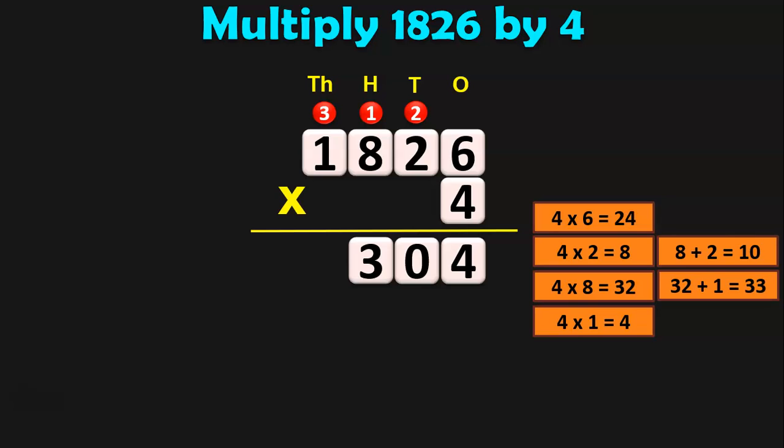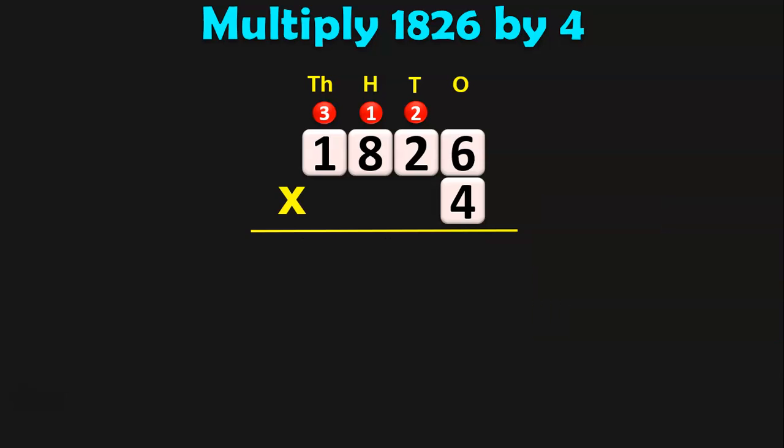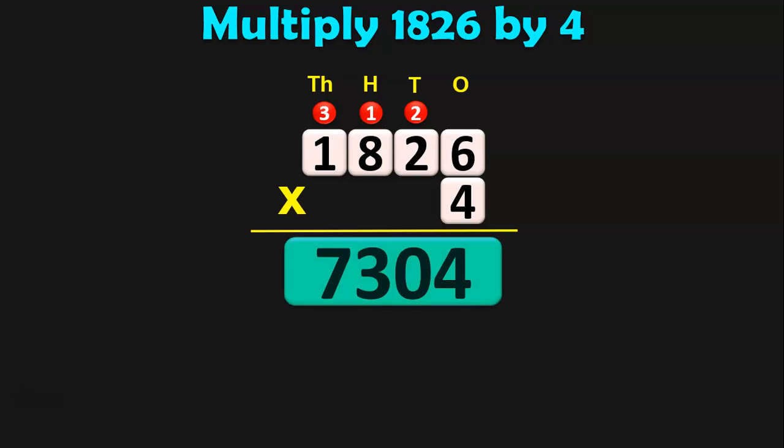We have to add that carried over 3000 now. So you will get 7000. So write 7 in the thousands place. So the product of 1826 by 4 will give you 7304. So hope you would have understood how we regrouped and multiplied and got the answer.